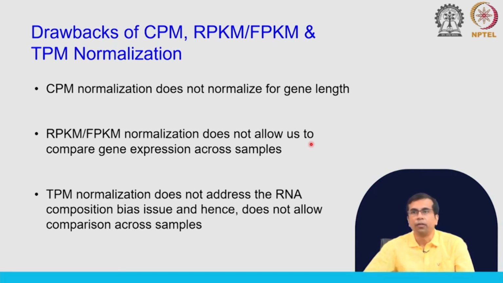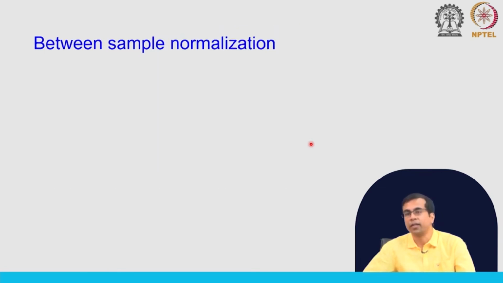So, what are the solutions? As we have seen, RPKM, FPKM, TPM do not really normalize for this RNA composition bias. So, what can we do to address these situations? The answer is, of course, that we need to do something called between sample normalization. RPKM or TPM methods are not doing between sample normalization, they are simply doing within sample normalization.